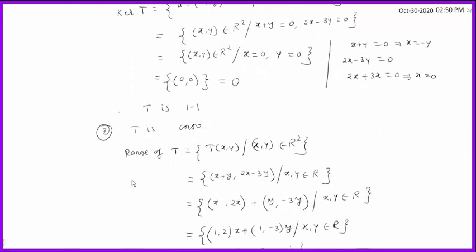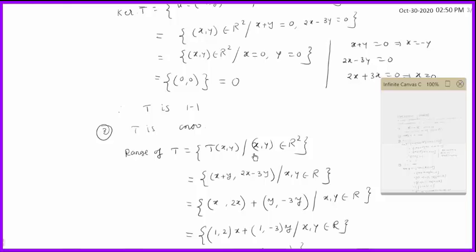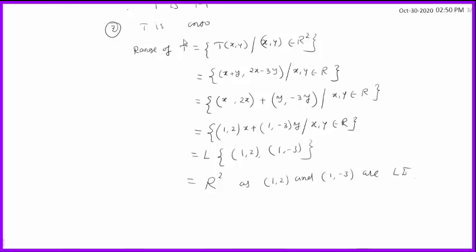Now we have to check whether this T is onto or not. T is onto if the image set or range of T is the whole vector space R2. So consider the range of T, which by definition is T of (x, y), with (x, y) belonging to R2. T of (x, y) is defined as (x plus y, 2x minus 3y), where x and y belong to R. By the definition of the sum of two ordered pairs, this can be written as (1, 2) into x plus (1, minus 3) into y, where x and y belong to R.